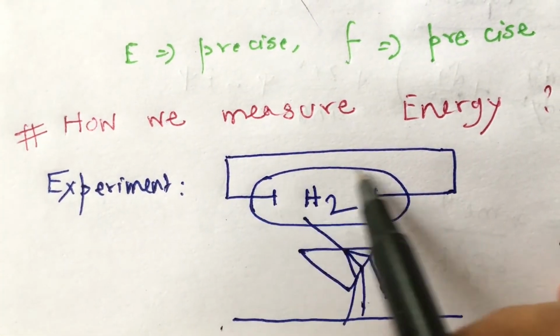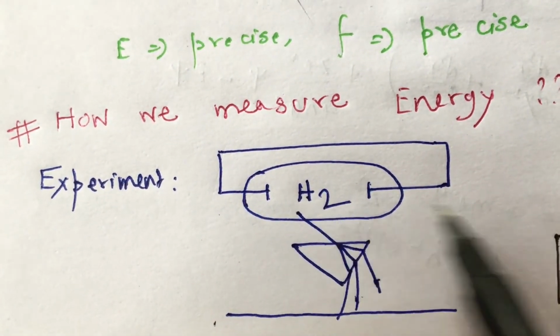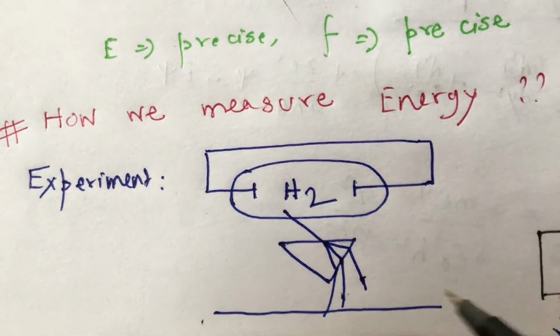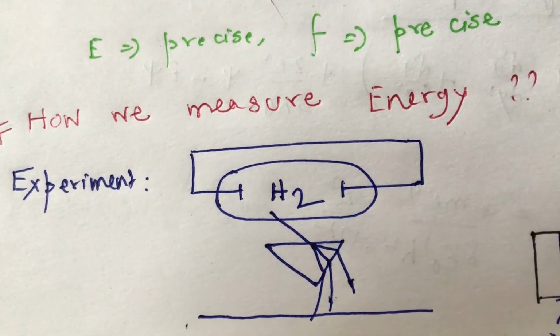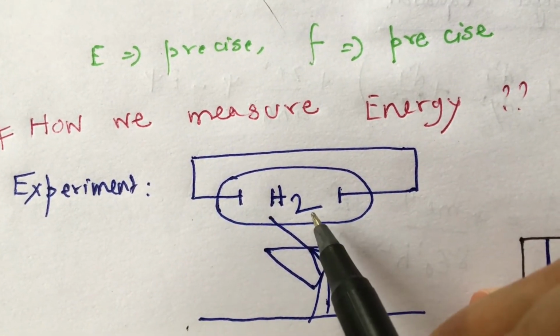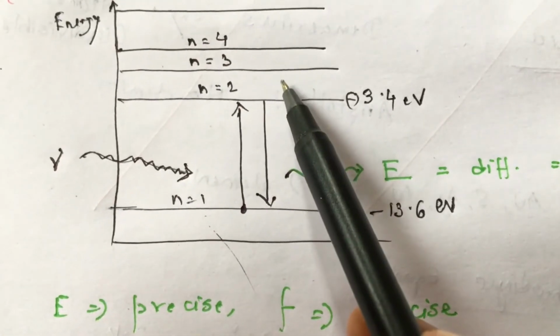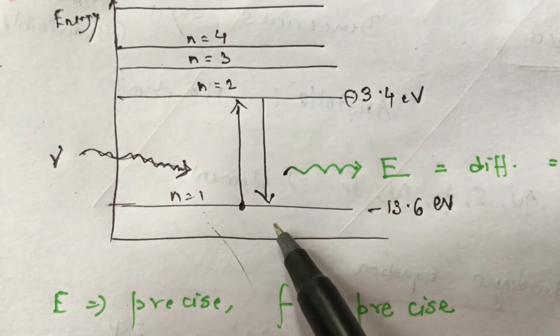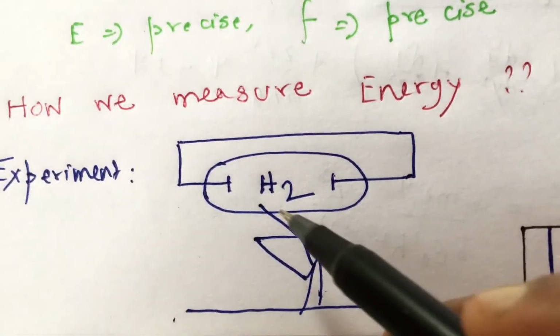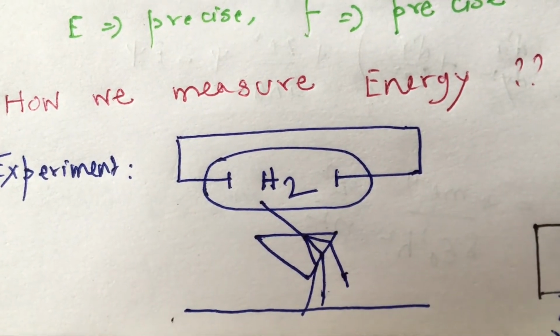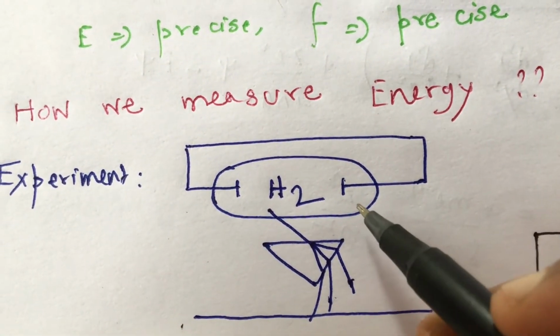We just have a glass tube and fill it with hydrogen gas, then put some electrodes and make some electric discharge. Then the hydrogen electrons will make a transition from the upper levels, and during the transition to the lower level, it emits light. That light is getting emitted from this glass tube.